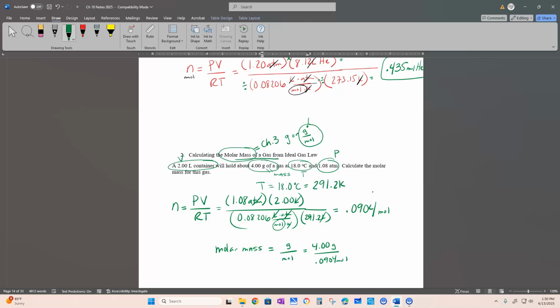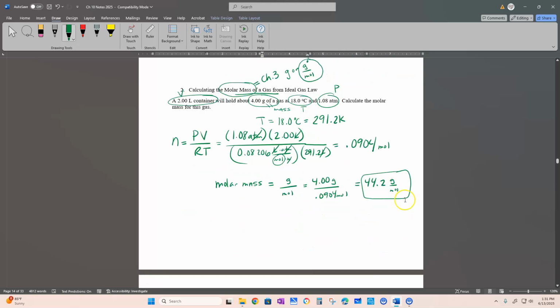So simply dividing, 3 sig figs, and it looks like I'm going to get 44.2 grams per mole. They didn't ask us to identify the gas, so we're going to leave it like that. Okay? So don't forget chapter 3, grams per mole. In the next video, you're going to see molar mass coming up again, because there's a way that we can use the ideal gas equation to solve for molar mass in a different way. But I'll give you a sneak peek on the next one.